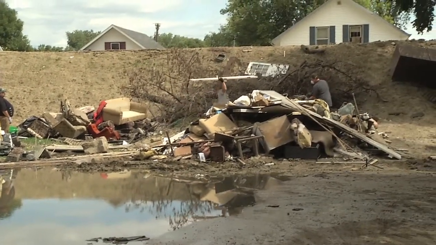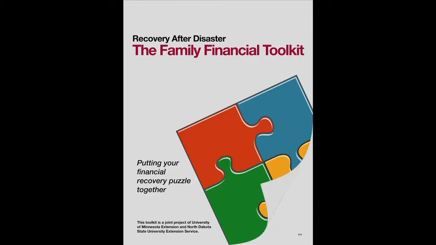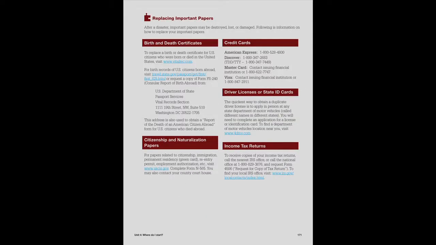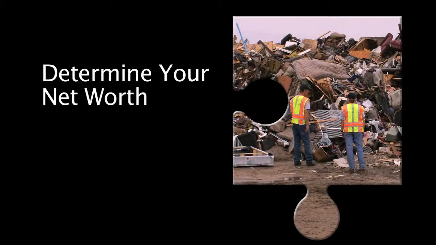Oftentimes, materials needed to make these decisions have been lost in the disaster. Information to recover these documents is available in the Family Financial Toolkit, because you will be needing those documents as you apply for recovery assistance and down the road. So make a list of what types of documents you have lost through the disaster and take the steps necessary to replace those.